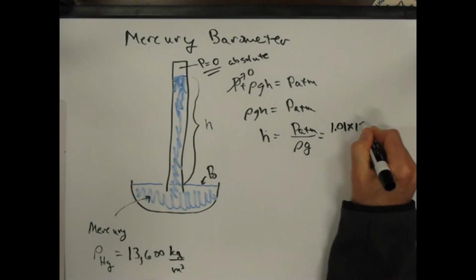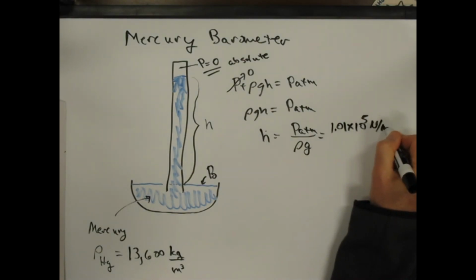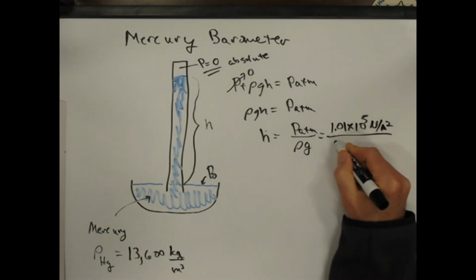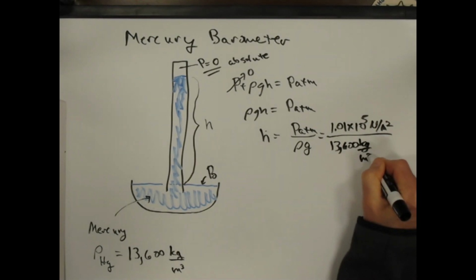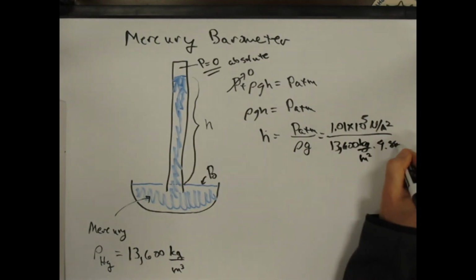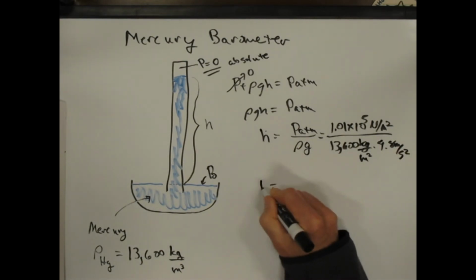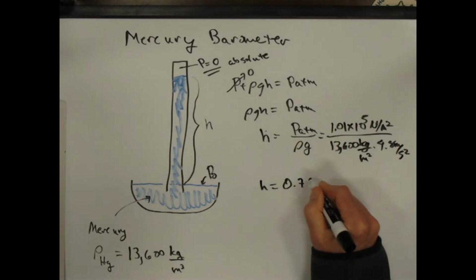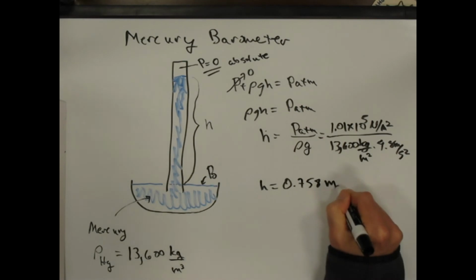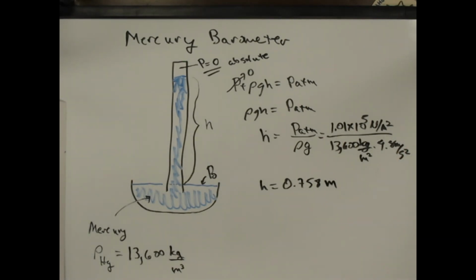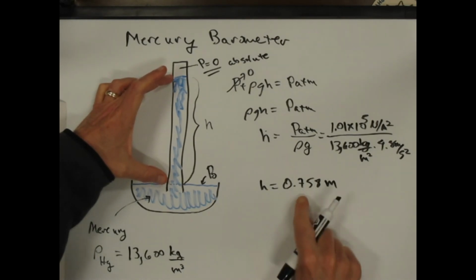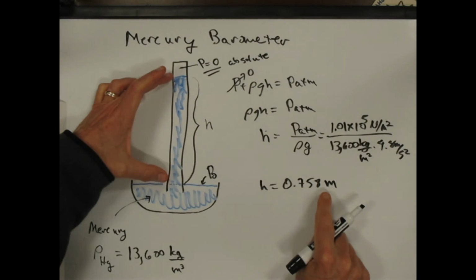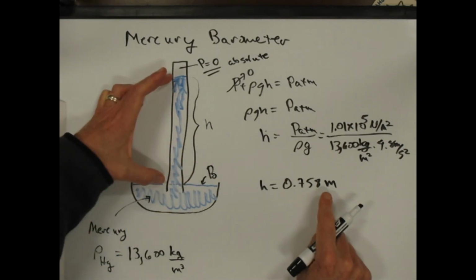1.01 times 10 to the fifth newtons per meter squared divided by 13,600 kilograms per meter cubed times 9.8 meters per second squared. And if you evaluate that, you get a height of about 0.758 meters. You can work that out. And so that height is about 0.76 meters, and that's why we say the atmospheric pressure is 760 millimeters of mercury, right?